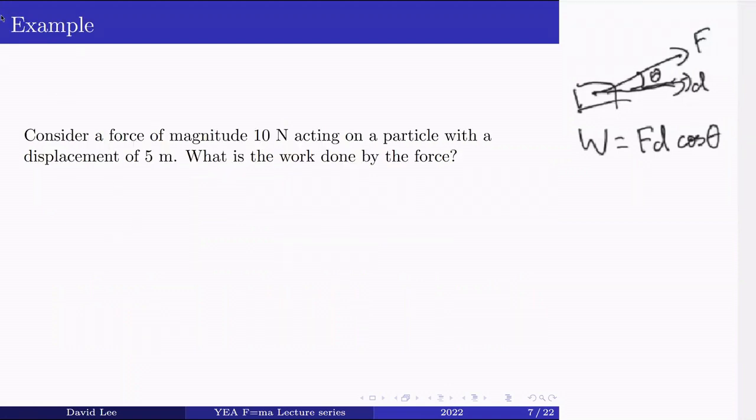All right, let's do some examples. This one should be pretty quick. I'll give you a minute to do this. Just check if you remember.